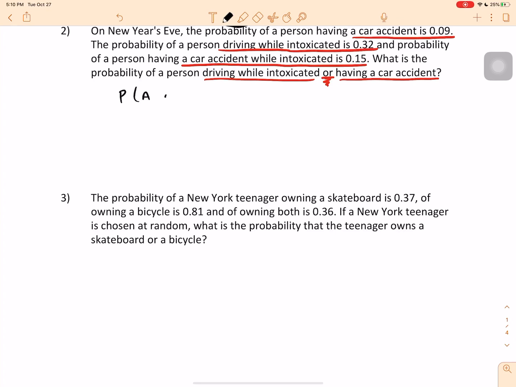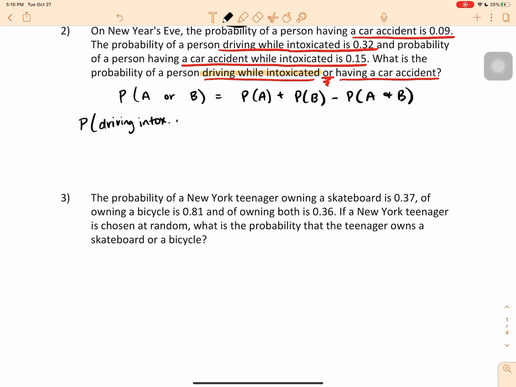The probability of A or B equals the probability of A plus the probability of B minus the probability of A and B. The probability of A is driving while intoxicated. That's the first one. So what is the probability of driving intoxicated or having a car accident? I'm going to write it like that, shorthanded, just so I have a little more room. I literally wrote that exactly how it was worded here.